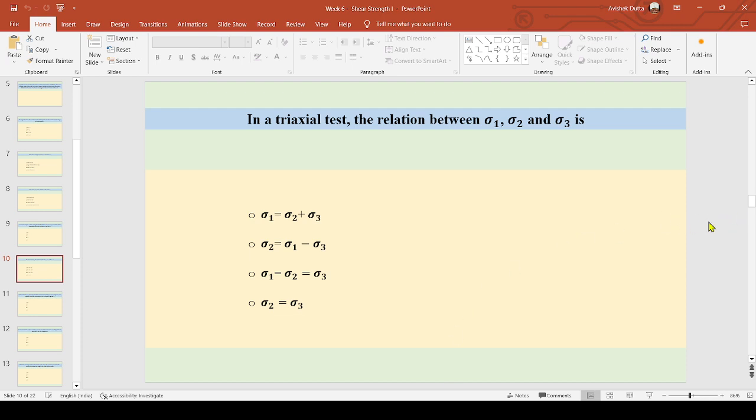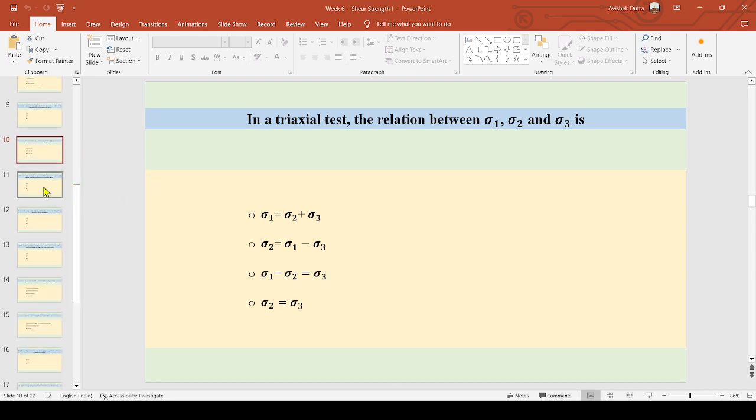So I repeat the question once. Triaxial test, the relationship between sigma 1, sigma 2 and sigma 3 is. I have explained the sigma 1, sigma 2, sigma 3 concepts. The options are sigma 1 equals sigma 2 plus sigma 3, sigma 2 equals sigma 1 minus sigma 3, sigma 1 equals sigma 2 equals sigma 3, or sigma 2 equals sigma 3. Okay, I'll go to the next question.